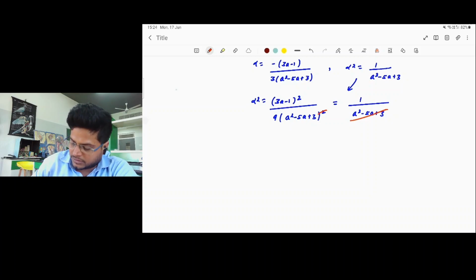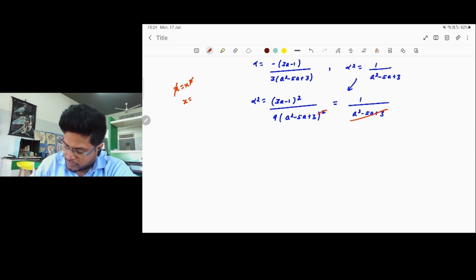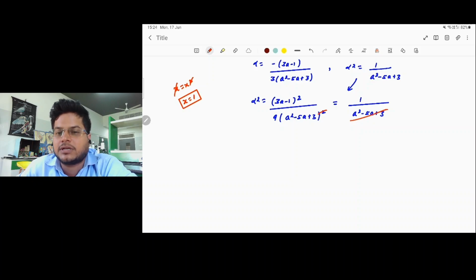For example, suppose it is written x equals x square. Now can I cancel this and this? The students say yes. So what solution you got? You got x equals 1. Now my question is, is x equals 1 the only solution? By observation also you can see that if you substitute x equals 0, 0 is equal to 0, isn't it? So why are we not getting 0?